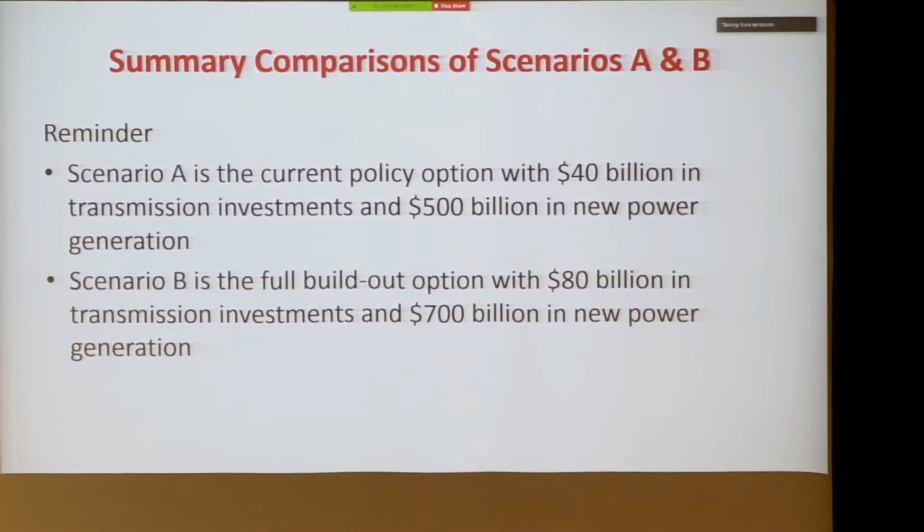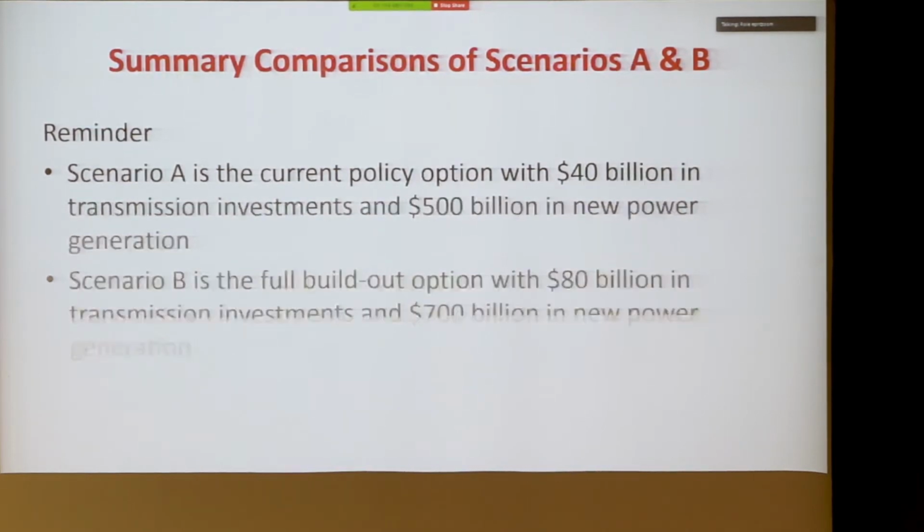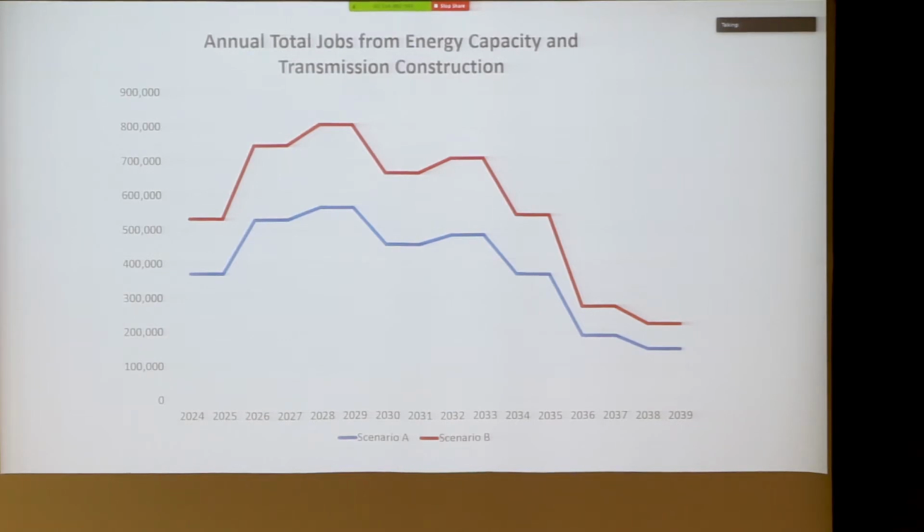Just a reminder, I'm going to compare now scenario A and scenario B, the current policy with the carbon policy. Again, you can see the values that are up there. We're wrapping this thing up. This is what it looks like with scenario A in terms of total job growth associated with the construction activity. Remember, these are temporary, and they only occur during the period in which construction activity is taking place. The carbon policy, much higher, much bigger number.